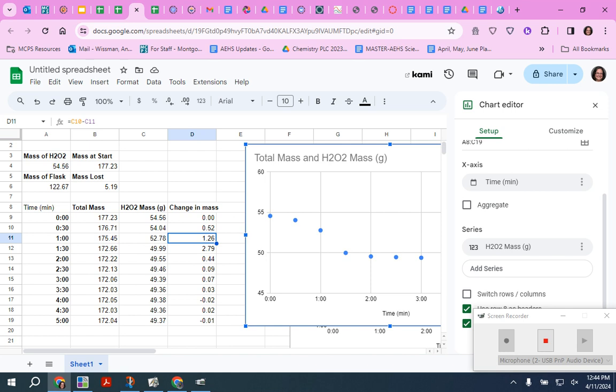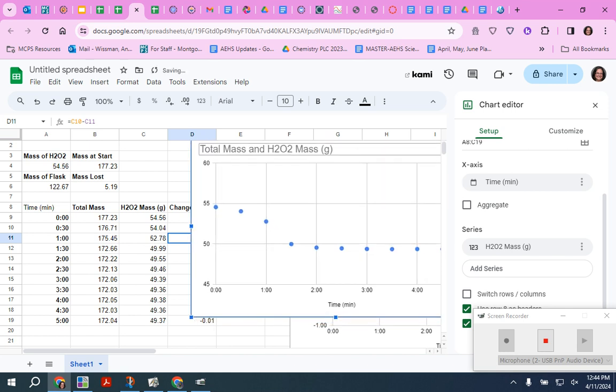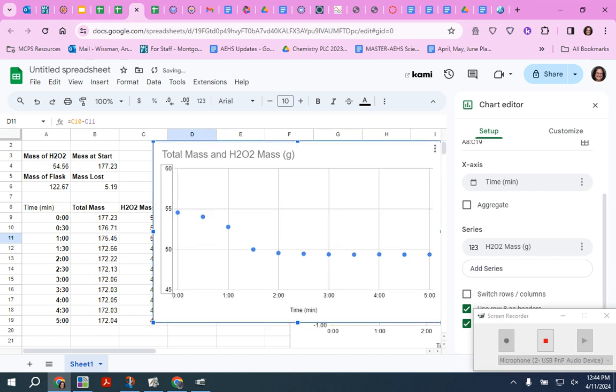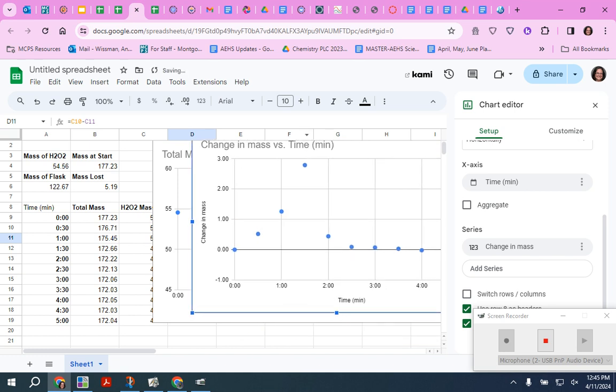Okay, so here is the total mass, or here's the mass of the peroxide for this set of data, starting around 54 grams and then going down. You can see there's a big change right about here, and then it tapers off. So we can also graph the difference. And you can see that there's a big change in the rate. The rate goes up at the beginning, and then it comes back down.